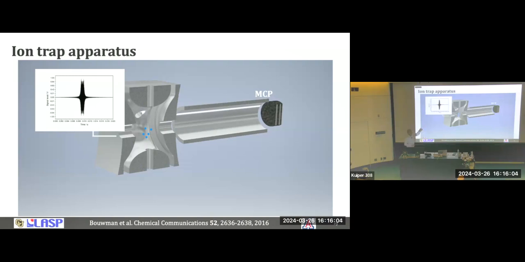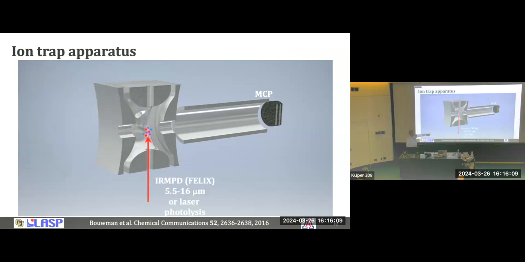So now you have your isolated photodissociation product. And the next step is to come in with the radiation from Felix, from the free electron laser, which is so intense that when you focus it onto the ion cloud, and when you resonantly excite a vibrational motion in your molecule, it will photodissociate. That's called infrared multiphoton dissociation.